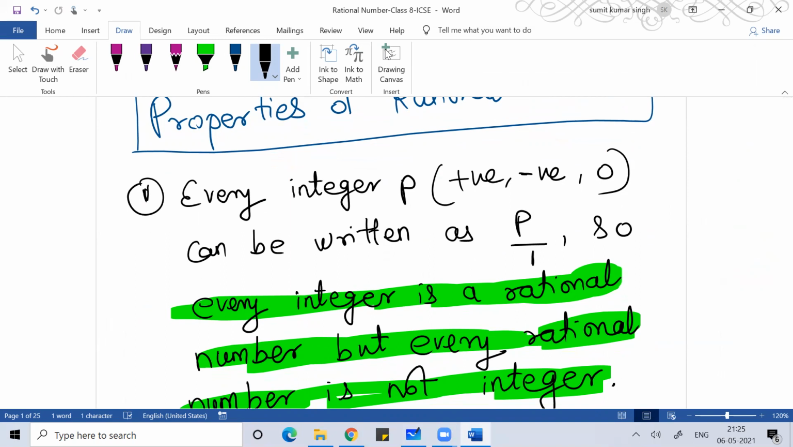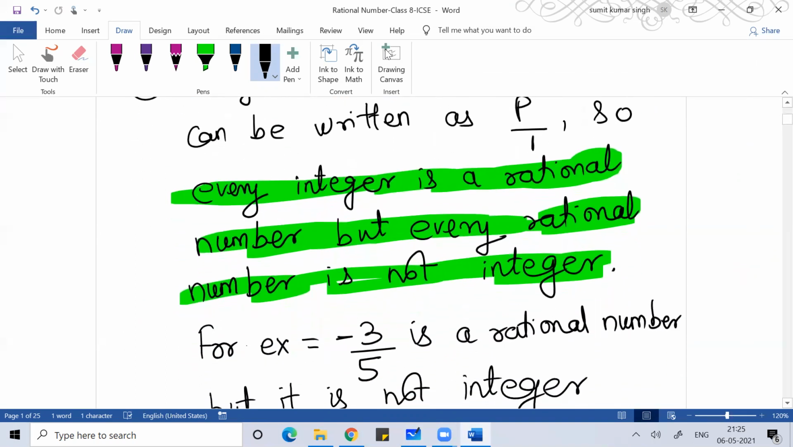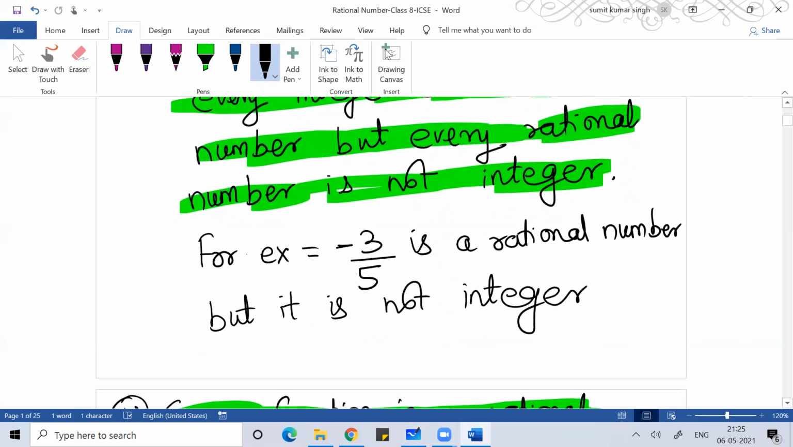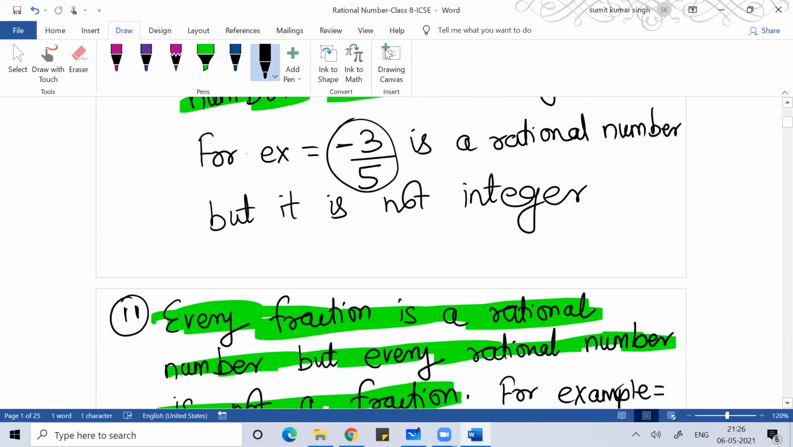Every integer, whether positive, negative or zero, can be written in the form p by 1, because for an integer the denominator is 1. So every integer is a rational number, but every rational number is not an integer. You can understand this very easily. Take any fraction, any representation of p by q where p and q are integers, and it is a rational number, but it is not an integer, because for an integer the denominator should be 1.